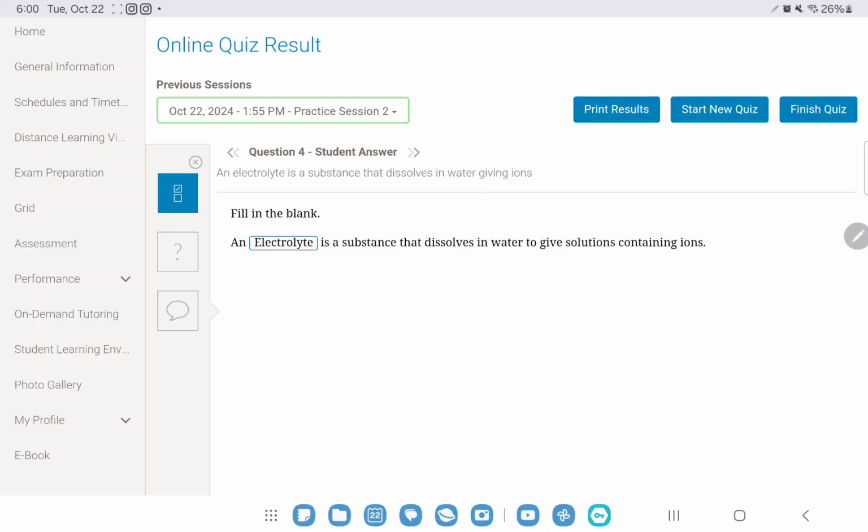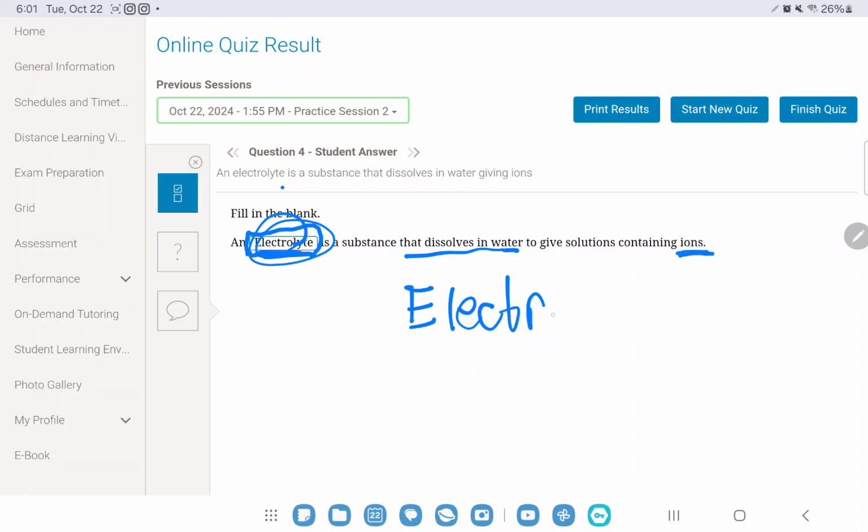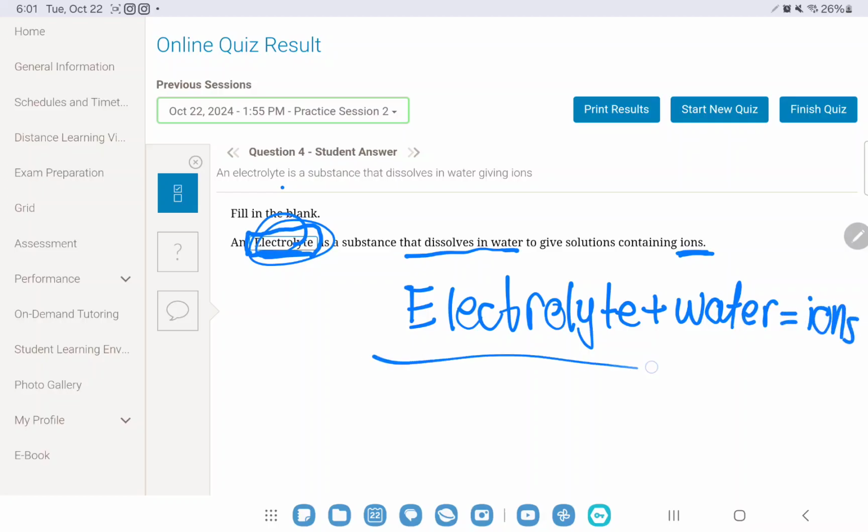Okay, so here it's asking you, what is a substance that dissolves in water to give off a solution containing ions? This is a definition and just memorize it. Electrolyte, when it dissolves with water, electrolyte plus water equals ions. Just memorize it. Let's move on to the next one.